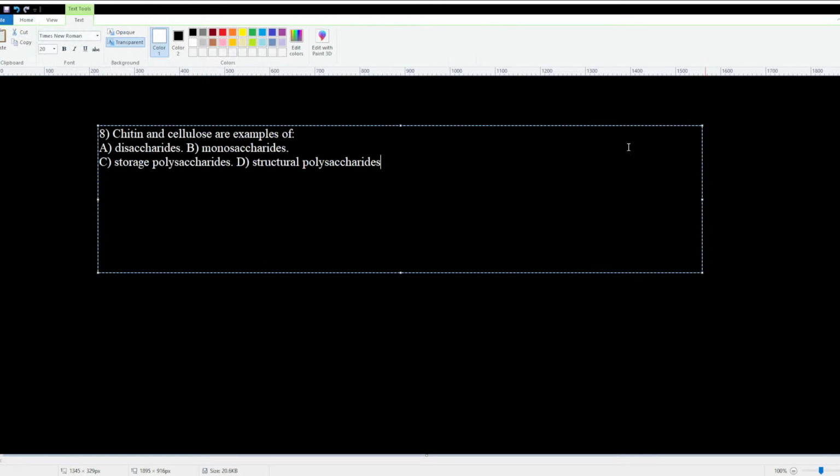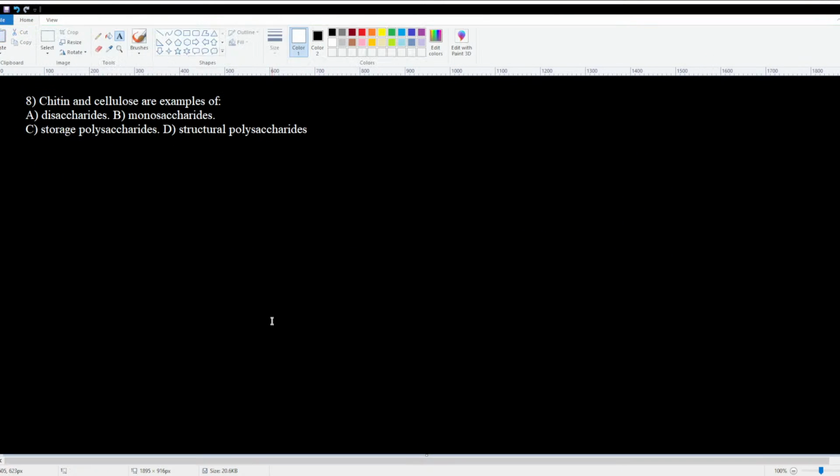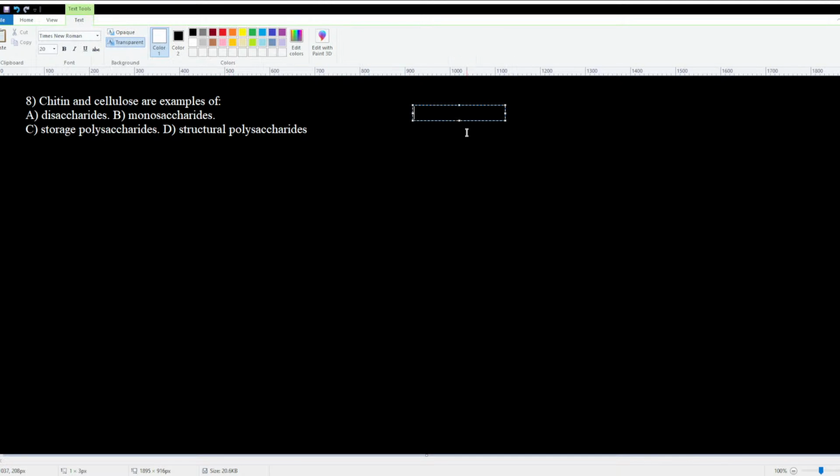So question 8. Chitin and cellulose are examples of... Now we're talking about saccharides, right? When we're talking about saccharides, there's a few different types. Monosaccharides, disaccharides, polysaccharides. Oh, sorry, I'm missing one. Oligosaccharides and polysaccharides.